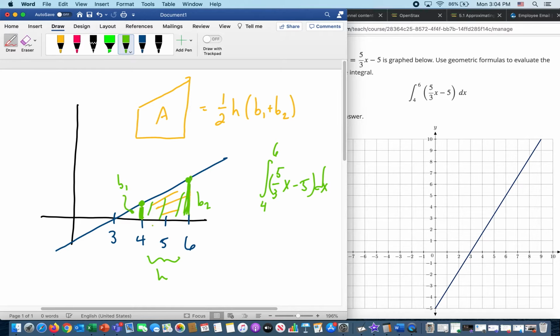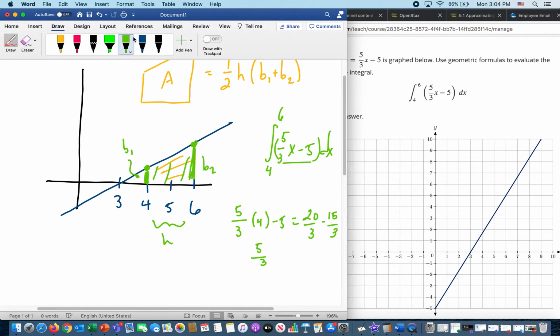To figure out our height at 4, I'm just going to plug 4 into this. I'm going to have 5/3 times 4 minus 5. So this is 20/3. And watch this: if I subtract 5, it's the same as subtracting 15/3. So base 1 here turns out to be 5/3. This is going to give us a decimal value, and I'll show you what the answer is in just a few minutes. So I can fill in what I already know.